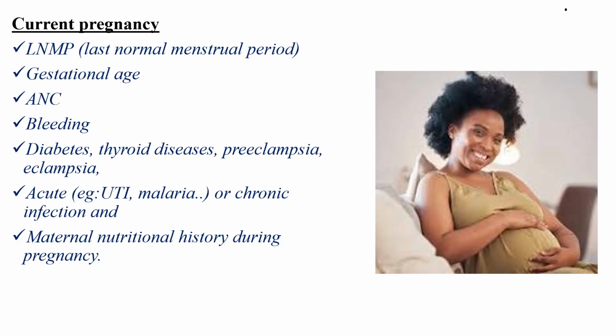The other is current pregnancy. When was the last normal menstrual period? The first day of the last normal menstrual period. And calculate the gestational age from this last normal menstrual period. Antenatal care: how many visits did the mother have, and what was done during the antenatal care? Any bleeding, any history of diabetes, medical illness such as thyroid disease, eclampsia, any acute or chronic maternal illness.